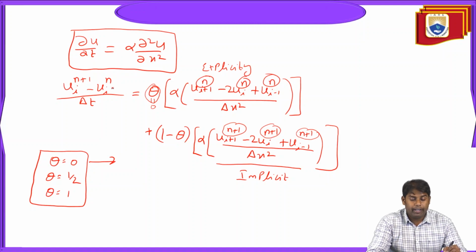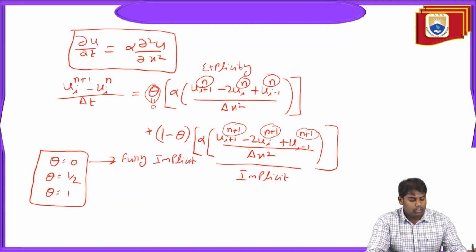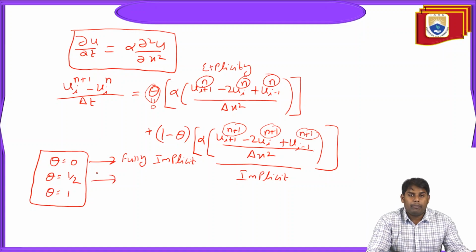So if we have an explicit scheme, it will switch to an implicit scheme when we use that switching factor. So when theta is equal to 0, it is fully implicit. So when theta is equal to half, what happens actually?